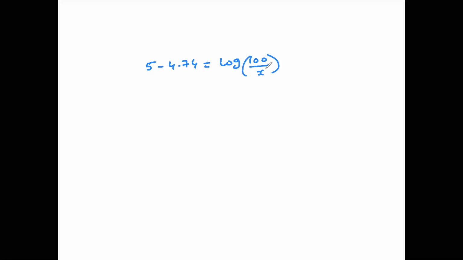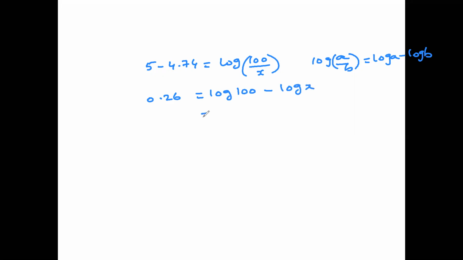Since this is in the form of log a by b, log a by b is equal to log a minus log b. So we can write 5 minus 4.74 is equal to 0.26, which is equal to log 100 minus log x. Log 100 is log 10 squared, that is 2 log 10, so log 100 value is 2. So 2 minus log x.